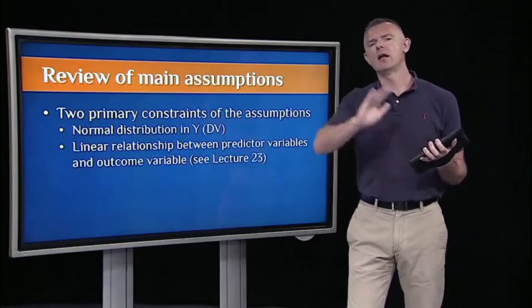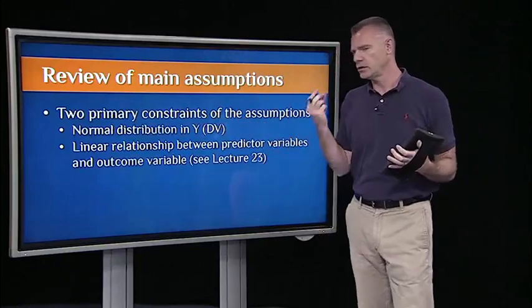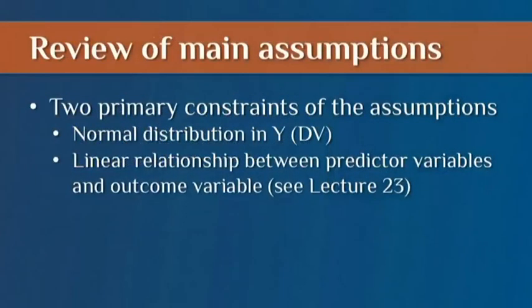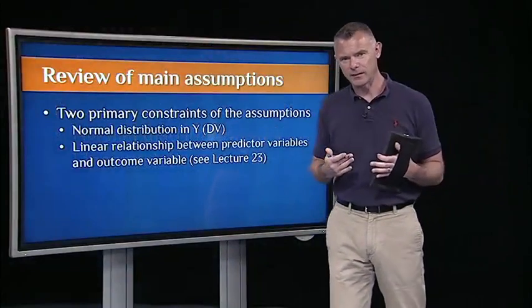So if we look across all of those assumptions and all of the procedures that we covered in this course, there are two that really stand out that set some primary constraints on what we can and cannot do with the types of procedures that I've covered. So the two main constraints are this normal distribution in the outcome measure or dependent variable, and this assumption of a linear relationship between the predictor variables and the outcome variable. What if we can't satisfy those assumptions?